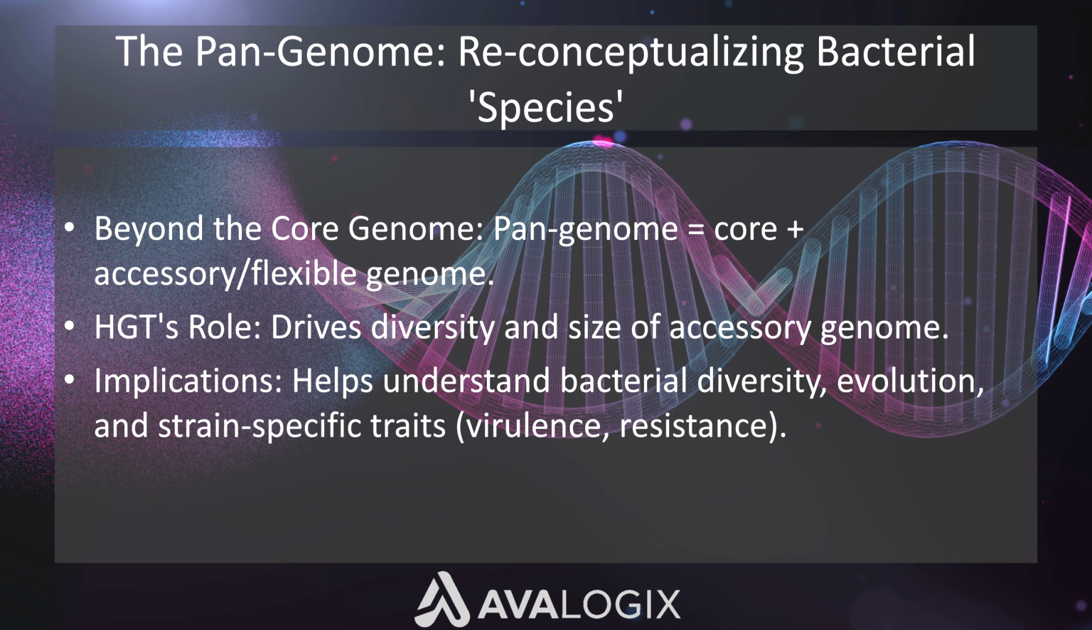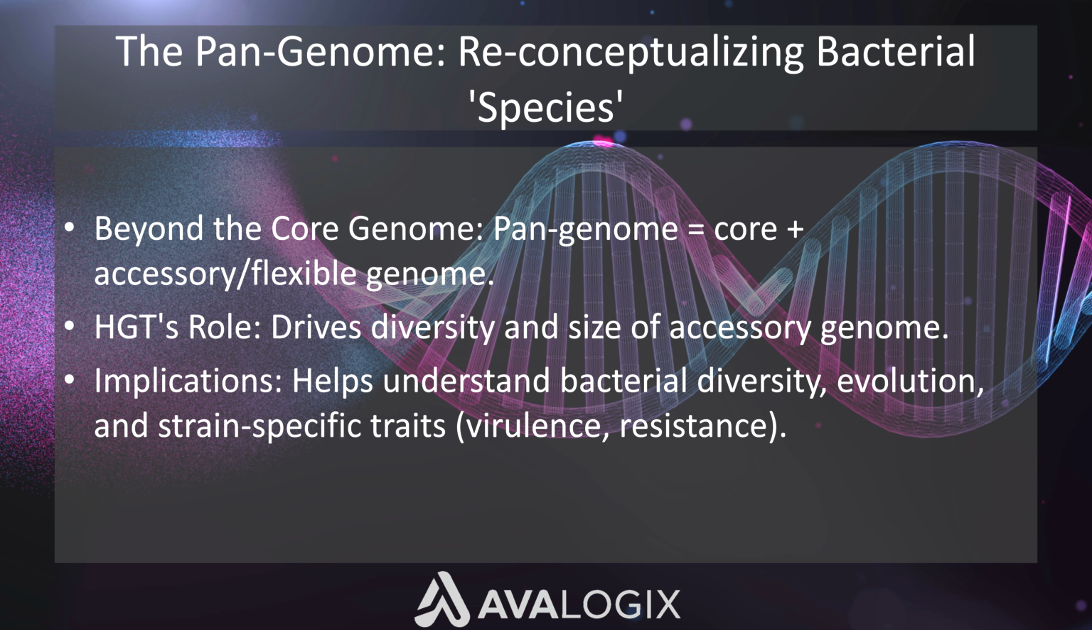To truly grasp the evolutionary consequences of HGT, we need to introduce a relatively newer concept in bacterial genomics, the pan-genome. For a long time, we thought of a bacterial species as having a relatively fixed set of genes. However, with the advent of high-throughput sequencing, we quickly realized that this isn't true at all. The pan-genome of a bacterial species is defined as the total set of all genes found in all strains belonging to that species. It's typically divided into two main components.